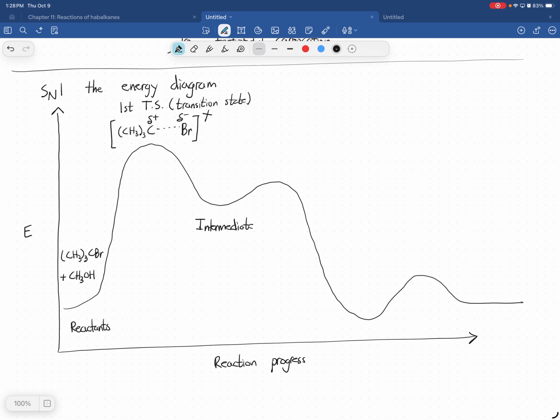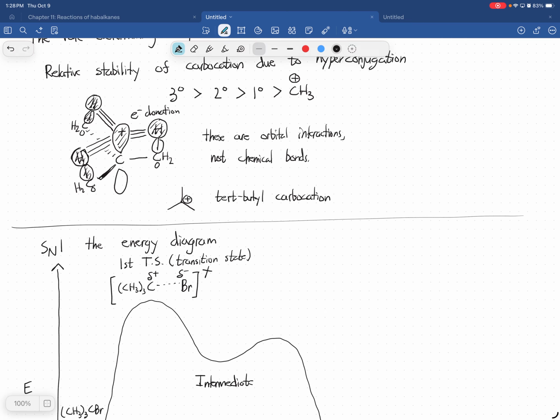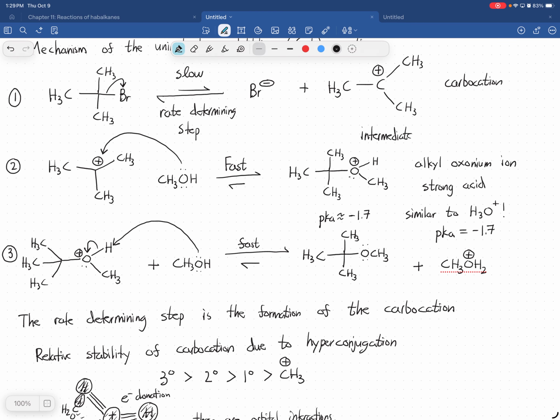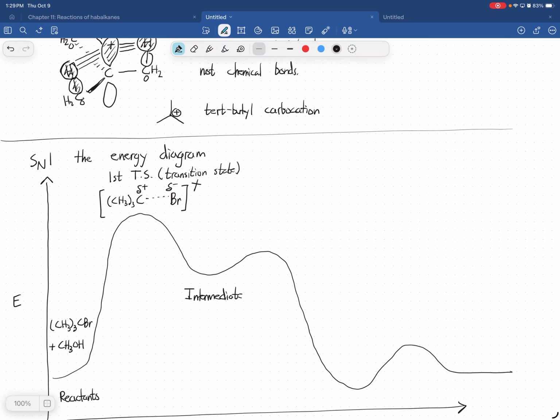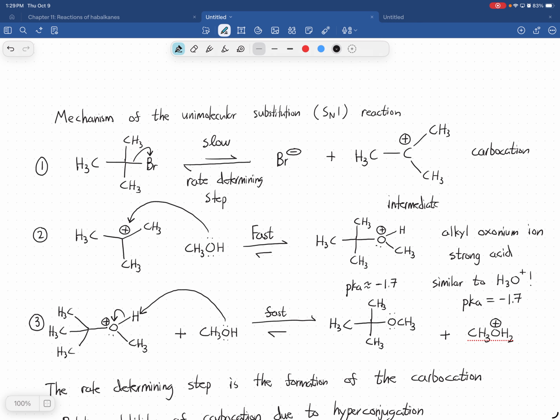Going back to the second step we drew, remember, it's reversible and fast. Even the first step is reversible. Bromide could go backwards and just attack the carbocation and reform the reactant. But the key is that methanol is your solvent, so there's a lot more of it in the reaction mixture, and you have a higher chance of that event occurring. That's why it moves forward.